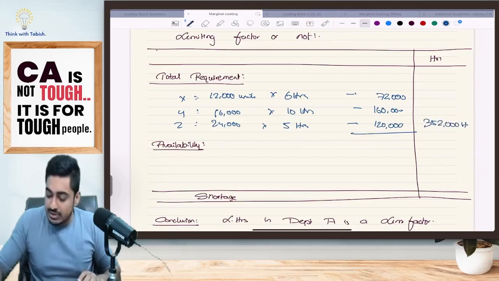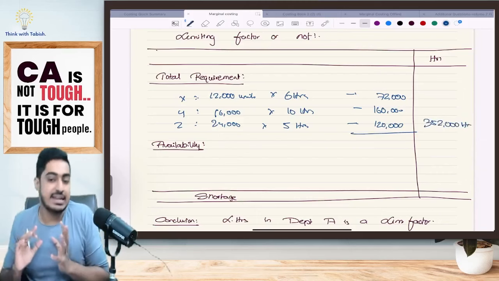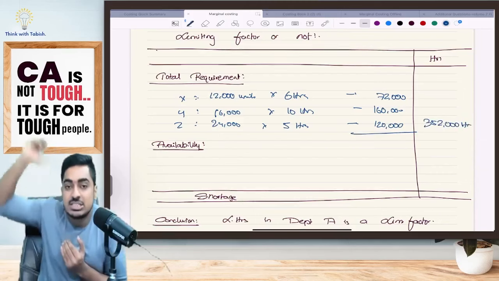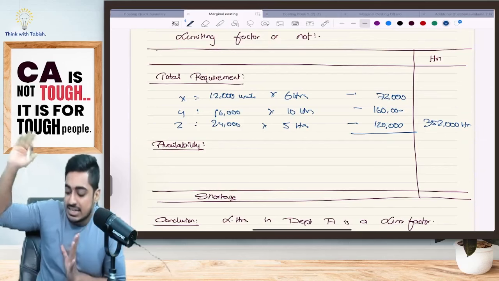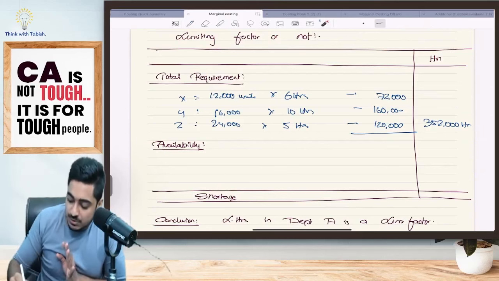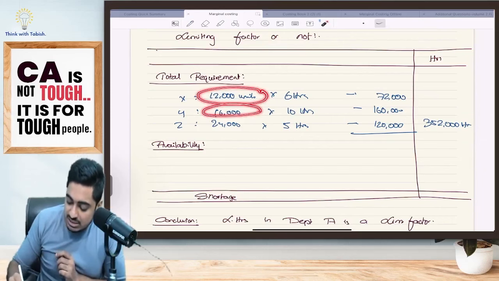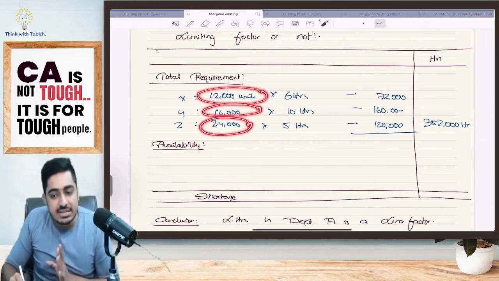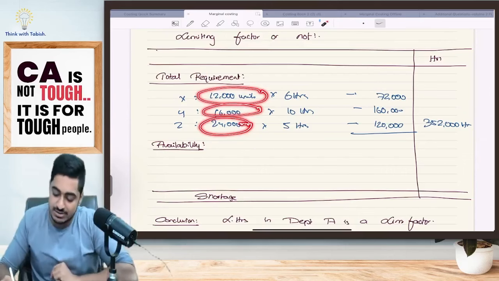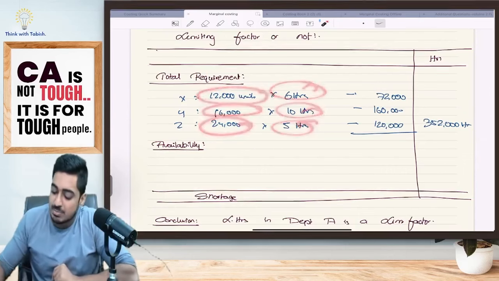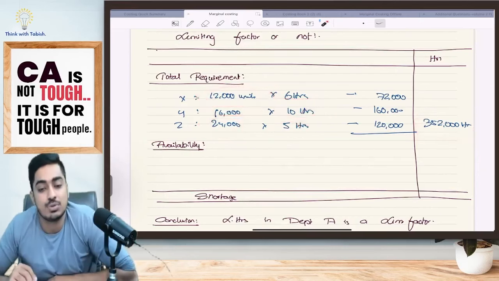Yes or no, everyone? Now understand the calculation that I did. For next year, I prepared a budget. I understood that customers are going to ask for 12,000 units of X, 16,000 units of Y, 24,000 units of Z. To produce that in department A, how many hours are needed for 1 unit? I calculated, and based on that, I got a total of 3,52,000 hours.